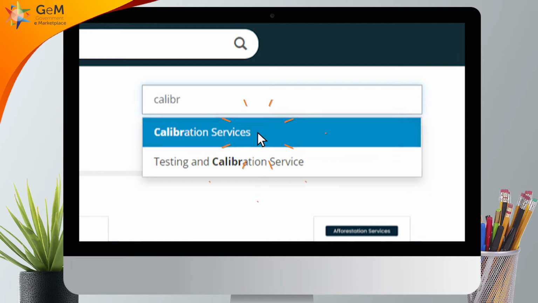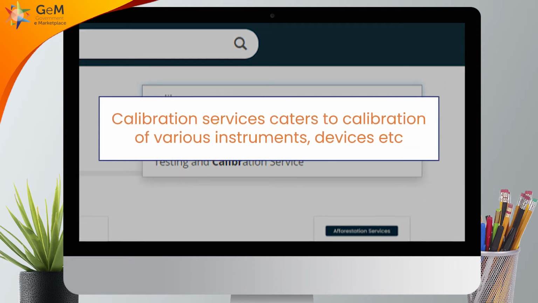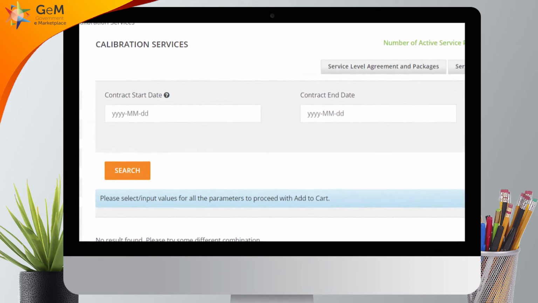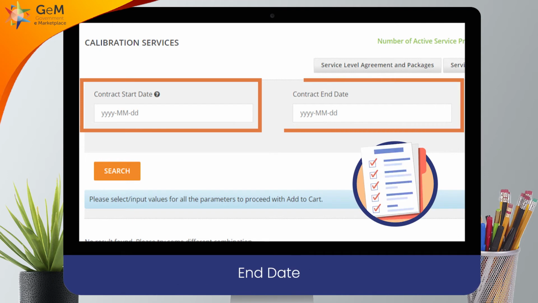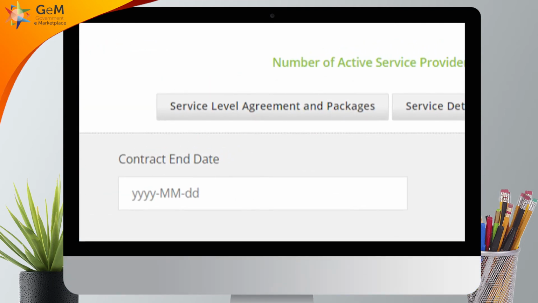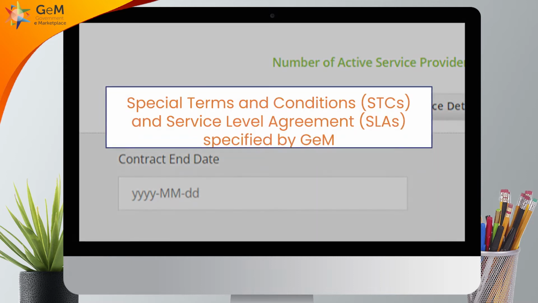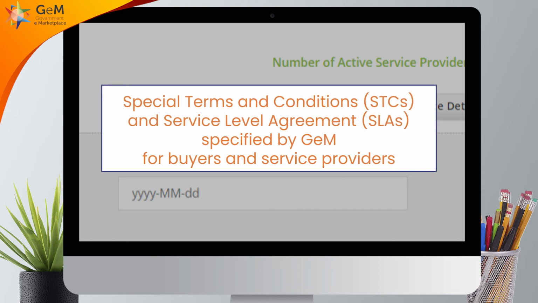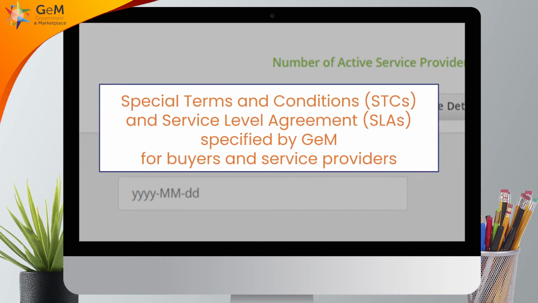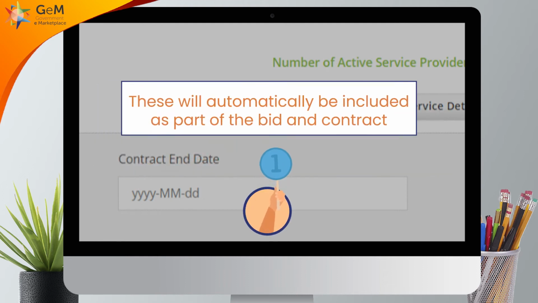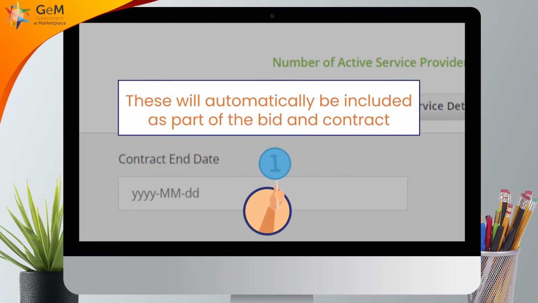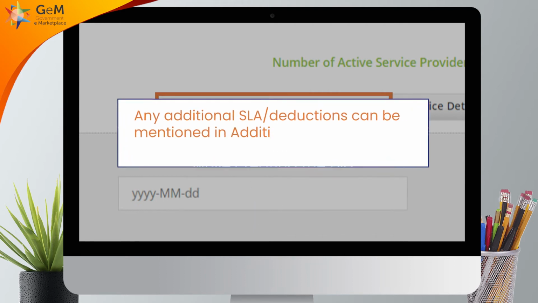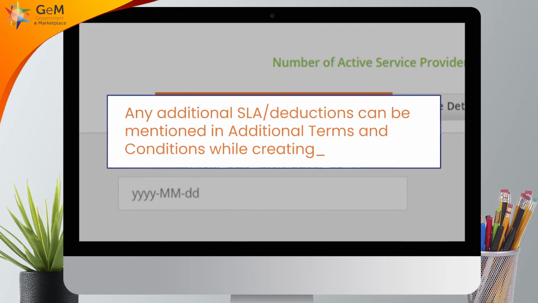As an example, select Calibration Services, caters to calibration of various instruments, devices, etc. Buyer can enter the tentative contract start date, end date. Click on Service Level Agreements and Packages for special terms and conditions. STCs and Service Level Agreement SLAs specified by GEM for buyers and service providers. These will automatically be included as part of the bid and contract. Any additional SLA or deductions can be mentioned in additional terms and conditions while creating the bid.